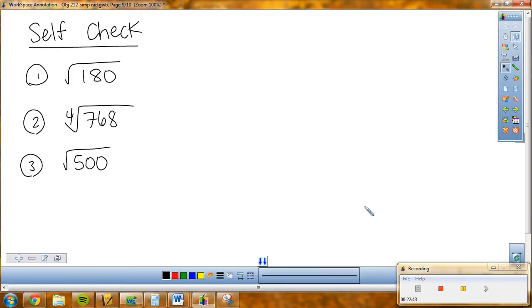So here we have 3 problems for our self-check. Go ahead and complete these. These are both square roots and nth roots, so make sure you're looking at the right place in your notes for help, and we will go over these in the Do Now when we return to class.